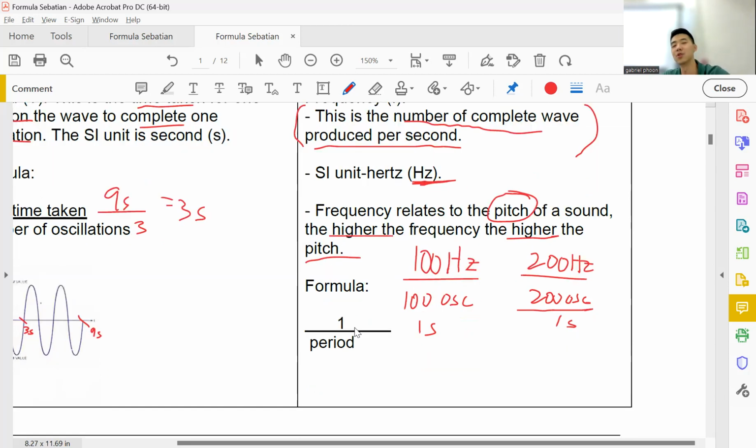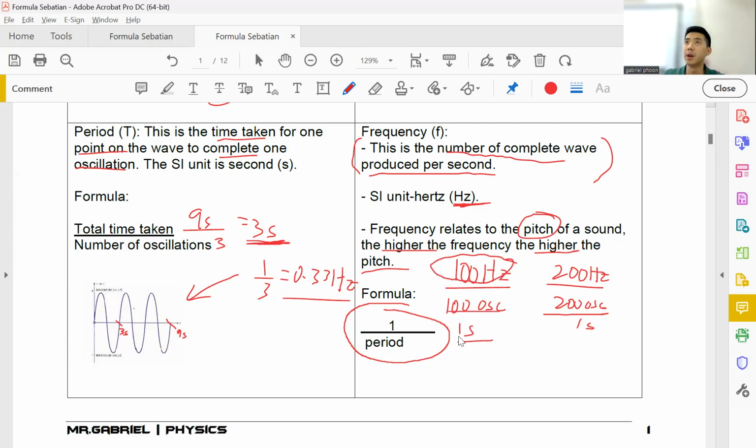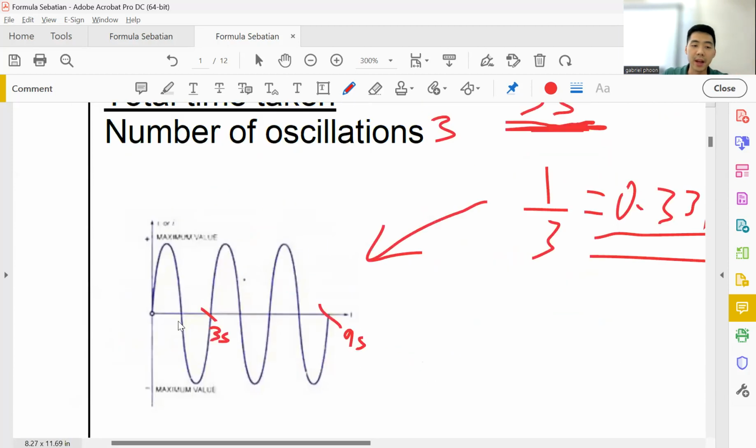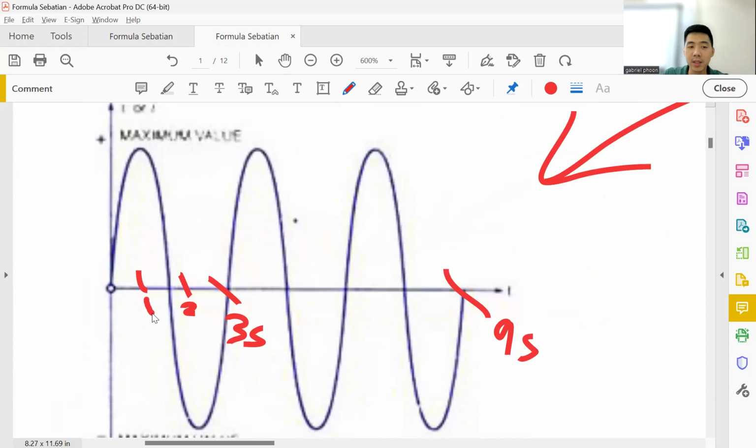So there is also one simple formula, but this is not the only formula. Frequency is 1 over period. Okay, let's say for example, I say that just now the period was 3 seconds, right? It means the frequency of this wave is 1 over 3, which is 0.33 hertz. What does 0.33 hertz mean? Just now I said 100 hertz means there's 100 oscillations per second, right? 0.33 hertz means there's only 1/3 of the oscillation per second, which makes sense because if you look back here, somewhere around here will be 2 seconds, somewhere around here will be 1 second, right?